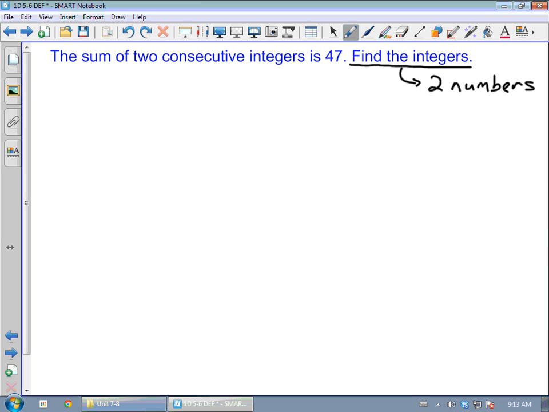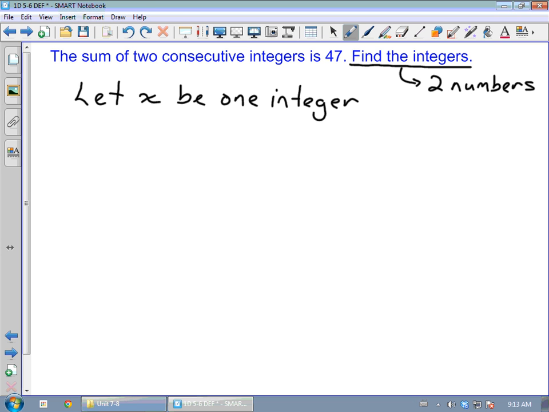So let's do step one here. We have done step one. These are the two things that we were trying to find in the question, two numbers. And we know they have to be whole numbers because these are integers. Let's choose a variable to represent one of them. This will be our let statement. And in this case, we can just say let x be one integer. So x is going to represent one of these integers here. That's step two.